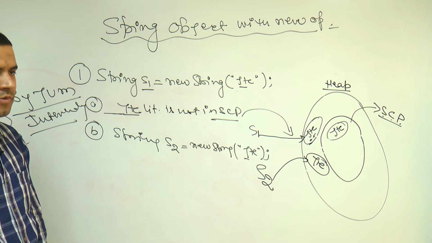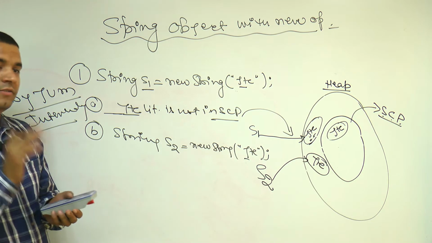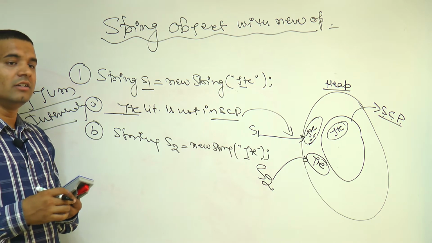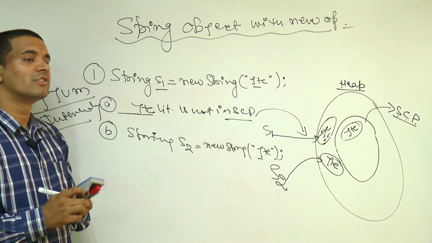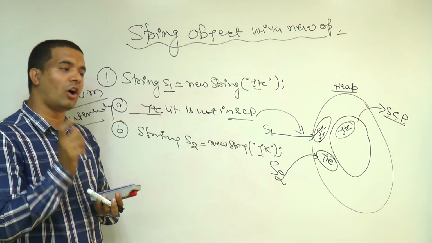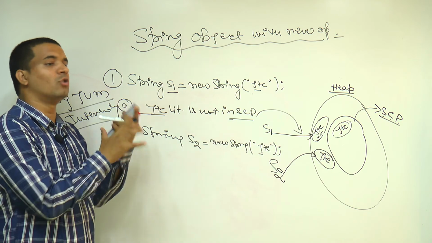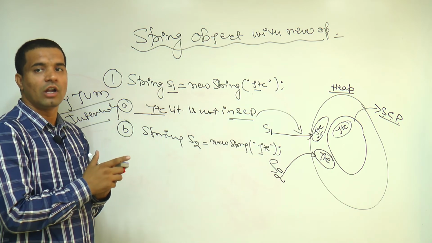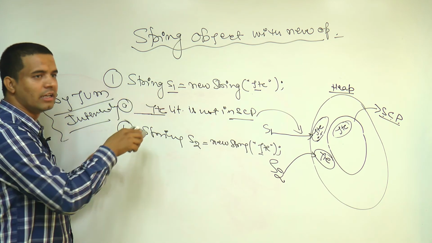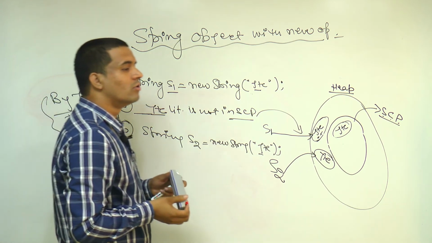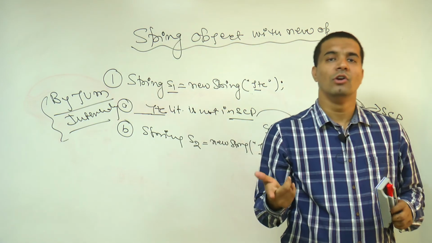But one thing is very clear: whenever you create a string object with new, always and always a new literal will be created outside the pool. So next, what we need to see is, I hope it is clear how a string object is created with the help of the new operator.